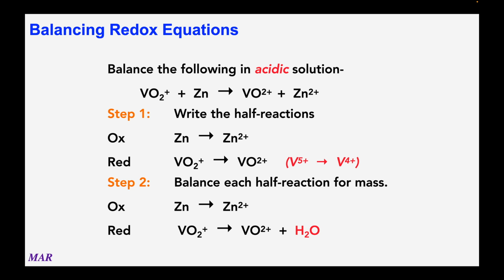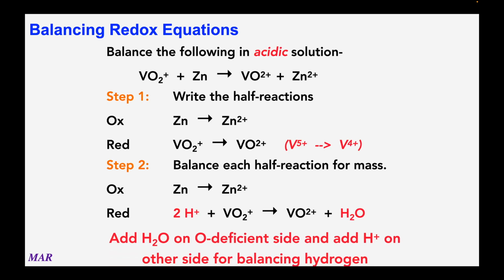All right, no problem. But now we have H plus on the product side and no H plus on the reactant side. So in addition to water, you can add H plus ions. This would be the balanced mass reaction for this half reaction: 2H plus, VO2 plus 1 makes VO2 plus and a water. So you want to add the water to the oxygen deficient side. You add H plus to the hydrogen deficient side when you're balancing these.